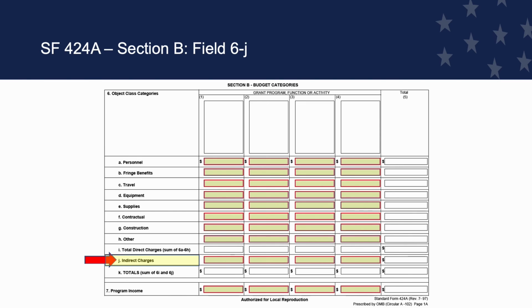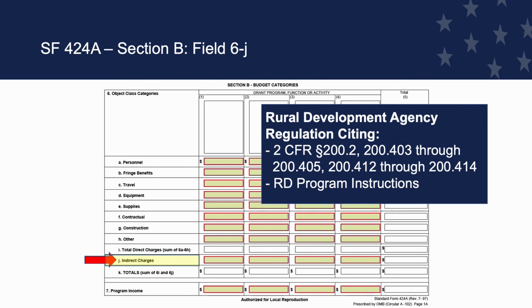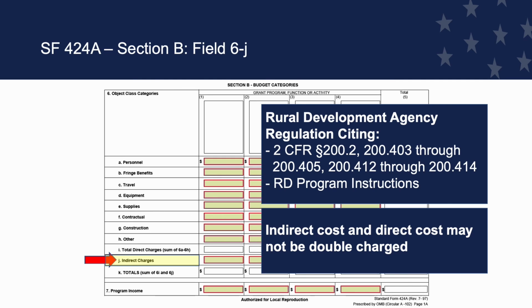Field 6-J. This is where you enter the required funds for indirect cost. This is an optional field. Please consult Program Requirements, Negotiated Indirect Cost Rate Agreement, or 10% de minimis rate. Cost must be consistently charged as either indirect or direct cost. They may not be double charged or inconsistently charged as both.